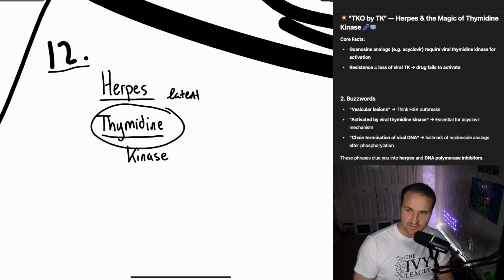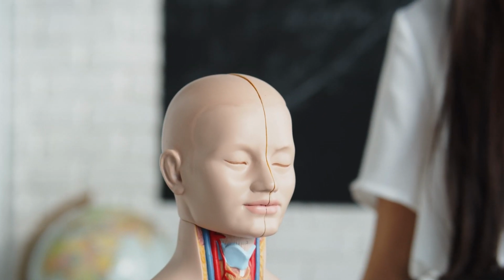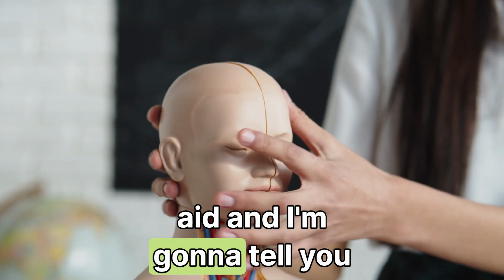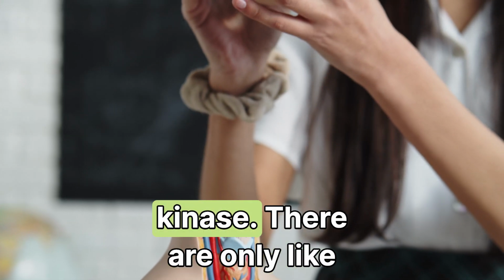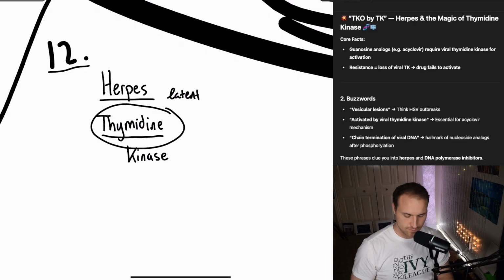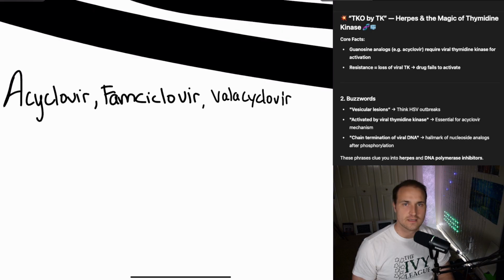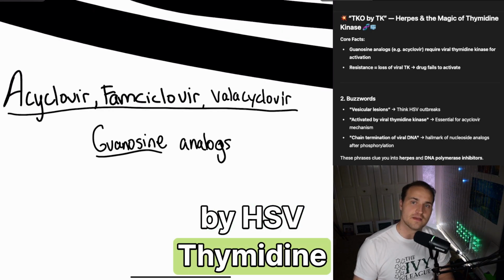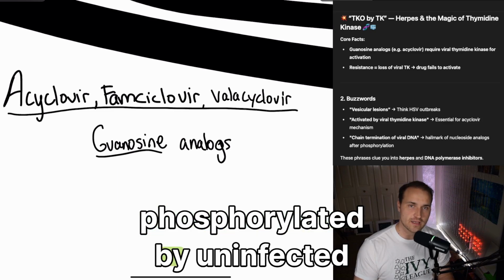So if you have resistance, you have the loss of the viral kinase, and then the drug will fail to activate. Now, before we proceed, I've gone through First Aid, and I'm going to tell you everything you need to know about thymidine kinase. There are only like four things, but you have to know all of these for testing. There's no way around it. So all of these -virs, these analogs, are phosphorylated by HSV thymidine kinase and not phosphorylated by uninfected cells.